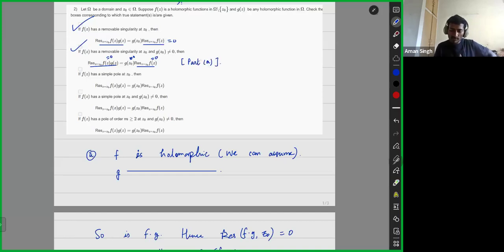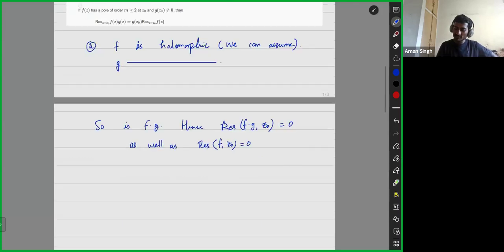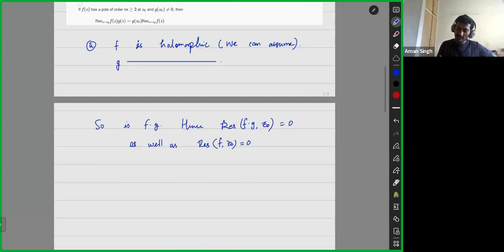Right. Now the third option: if f(z) has a simple pole at z naught, then let's see. The same question is asked. Let us write something, then we'll calculate them. This is for part C.